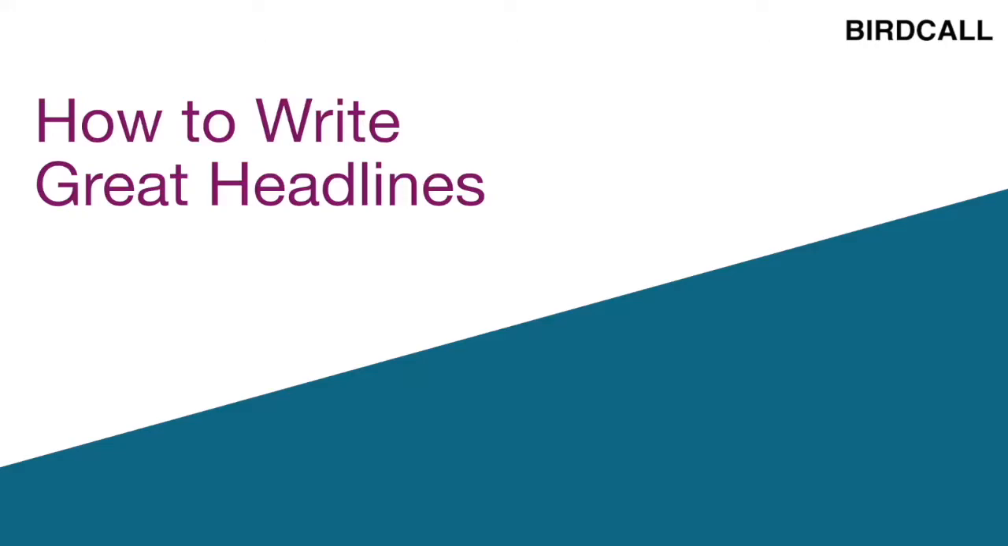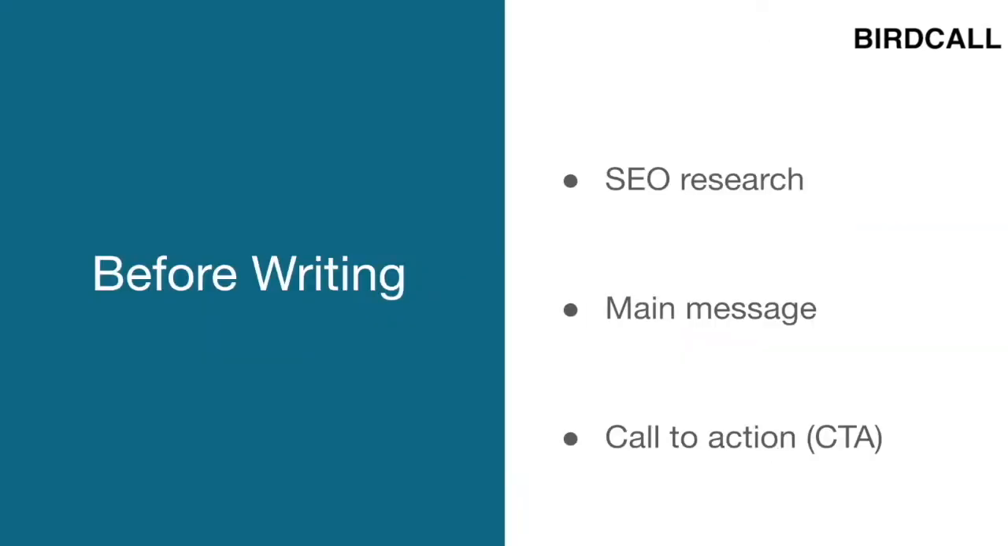Before you sit down and write any headline, let's be clear on the SEO research that you would have done ahead of time. So you want to know if there are any certain keywords that you're going to be incorporating into your writing, and especially, of course, the title. You're also going to be clear on what is the main message you're trying to get across in this piece of writing. You want to make sure there is a call to action.